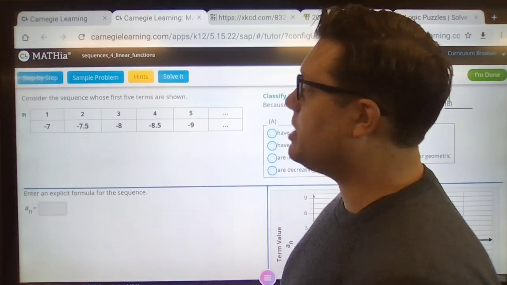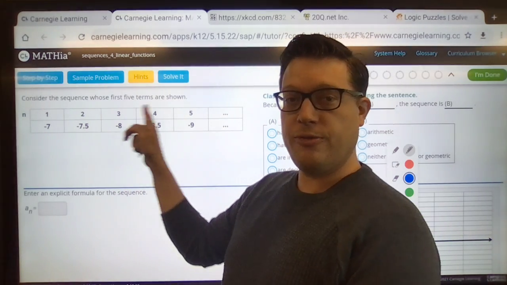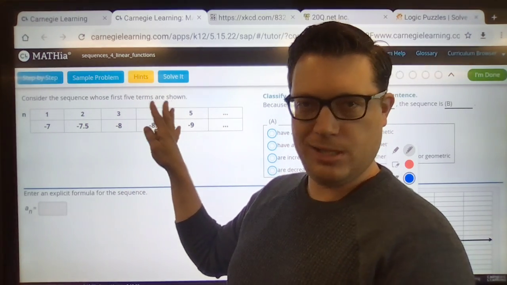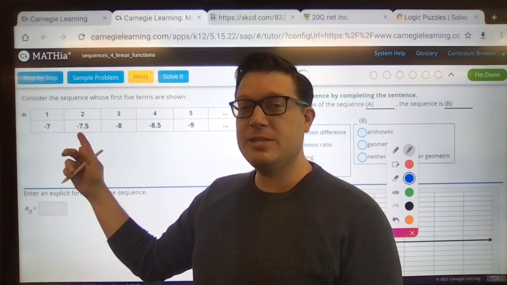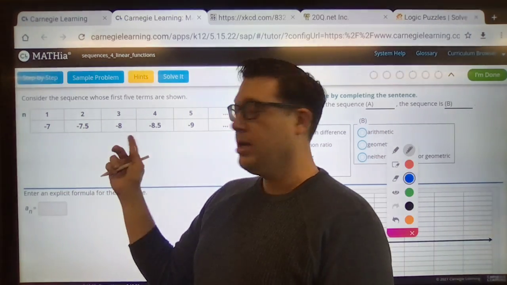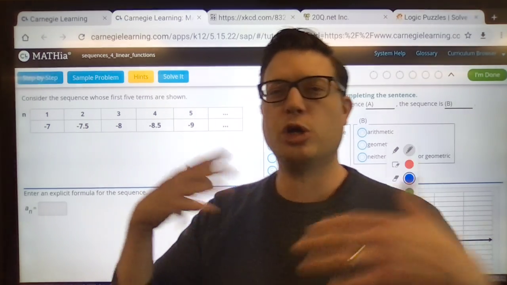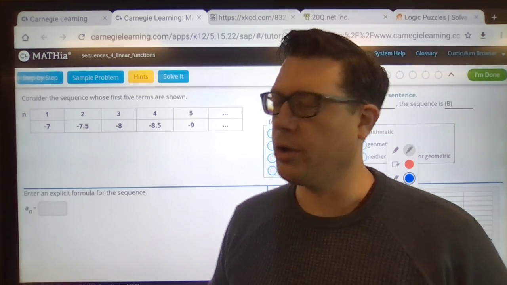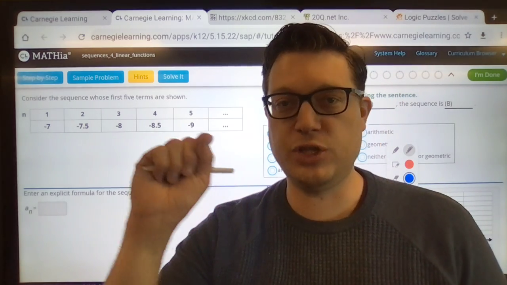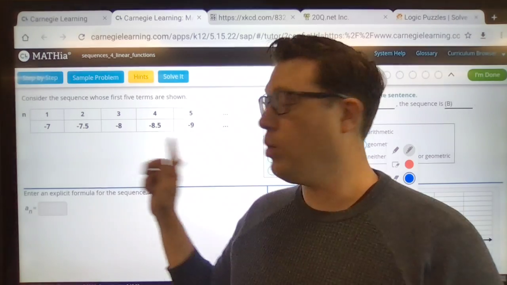In an arithmetic sequence, the terms 1, 2, 3, 4, 5, those aren't actually terms, those are just positions. The -7 is the first term. The -7.5 is the second term. -8, -8.5, -9, etc. The terms are continuing. Can you identify what the growth rate is? That's the wrong word. Can you identify what the rate of change is from one point to the next?